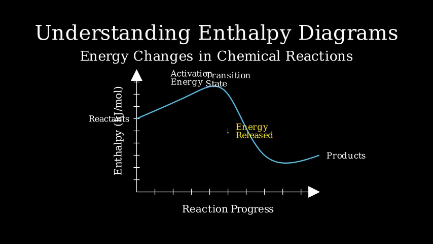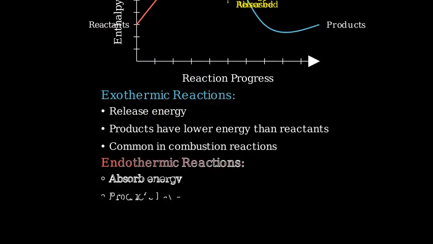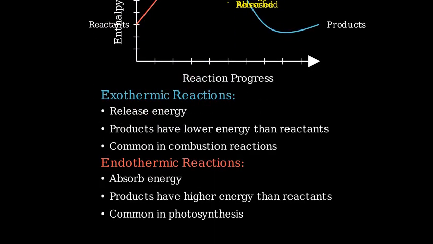Now, let's look at an endothermic reaction. Here, the reactants start at a lower energy level. The products end up at a higher energy level, showing that energy is absorbed during the reaction. Again, we see the activation energy barrier, but notice how the overall energy change is positive. Let's compare exothermic and endothermic reactions side by side.